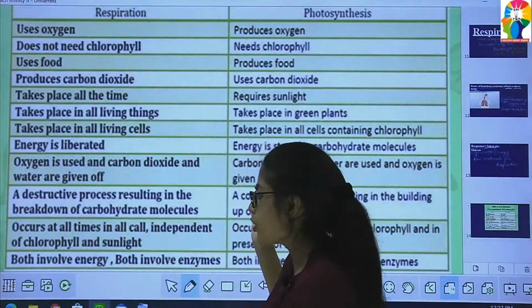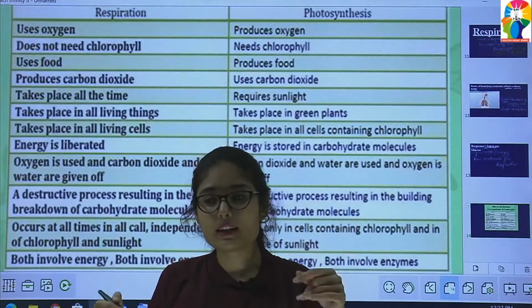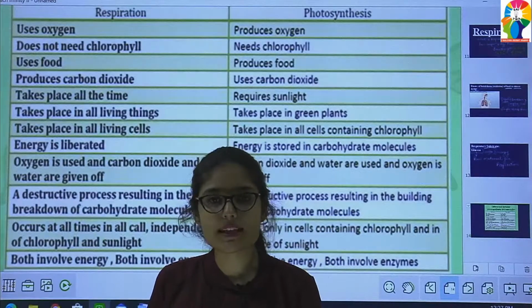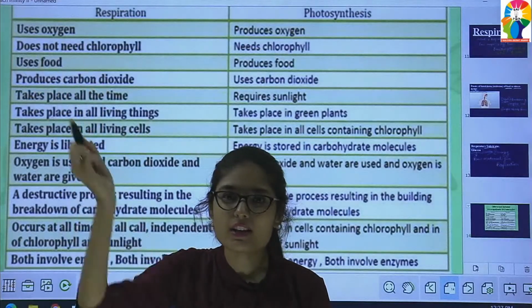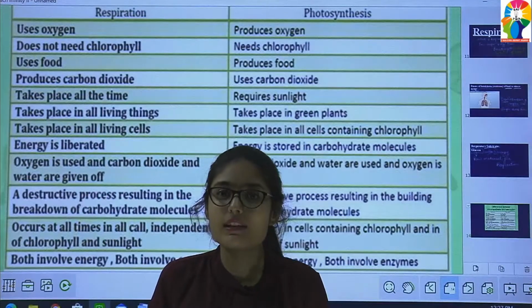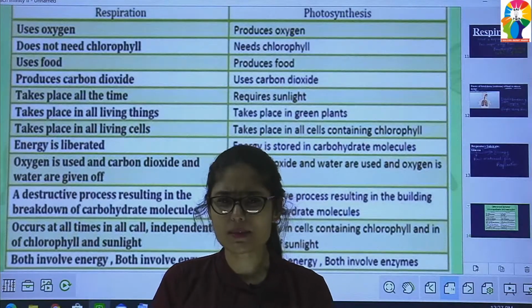But talking about the plants, they cannot survive indoors because they need the sunlight. They get the energy from the sunlight to make their food, without which a plant cannot survive. So this is a very simple difference.